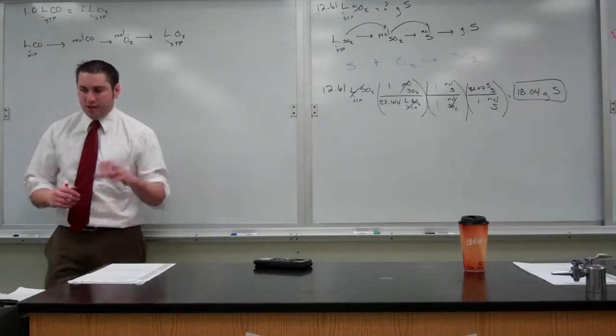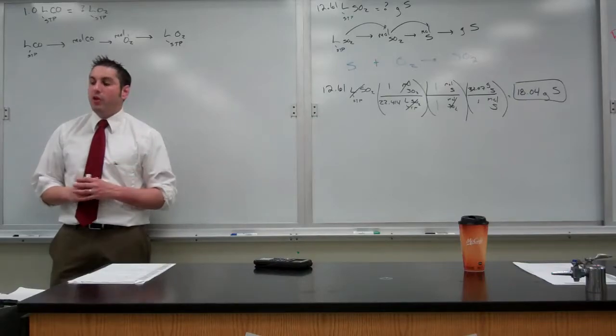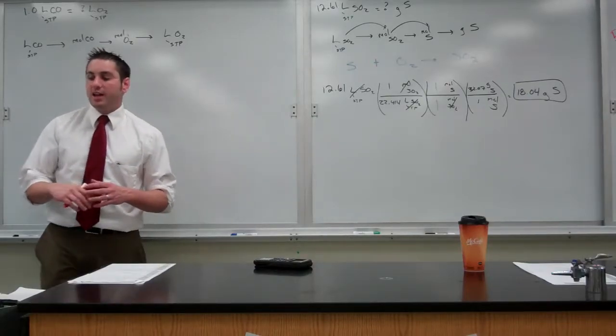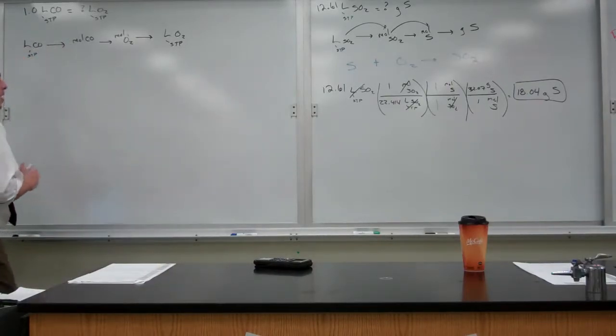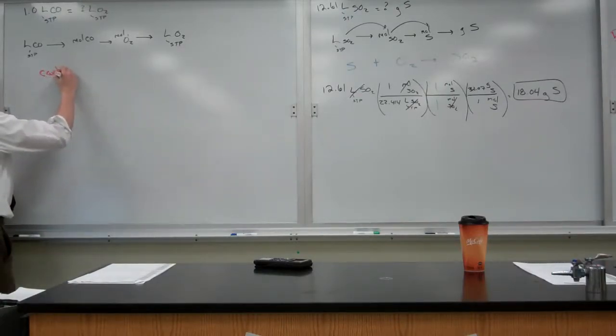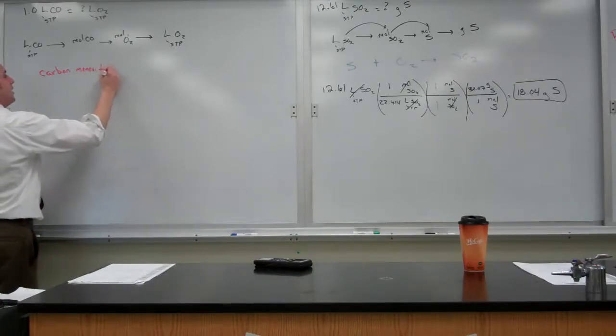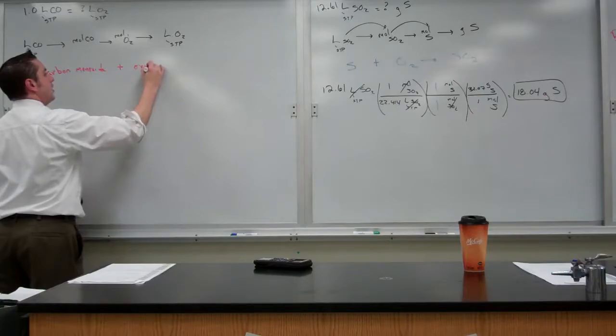Carbon monoxide, I would pull that out. Reacts with oxygen, I would pull that out, to produce carbon dioxide. I would cross out the carbon dioxide because it's a product, and I would get carbon monoxide plus oxygen.